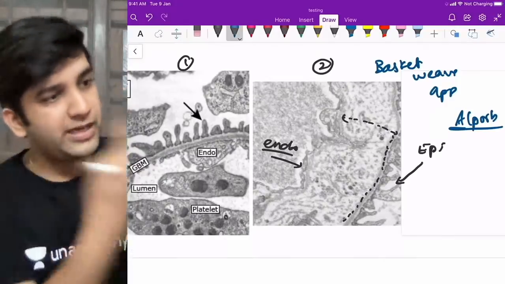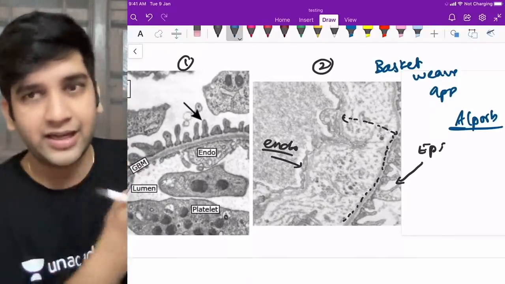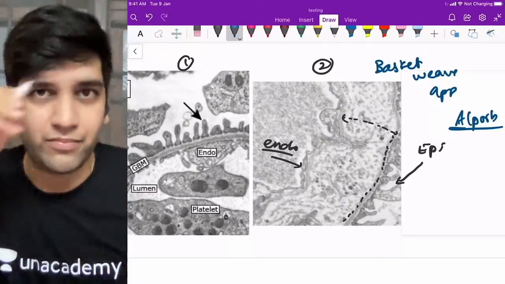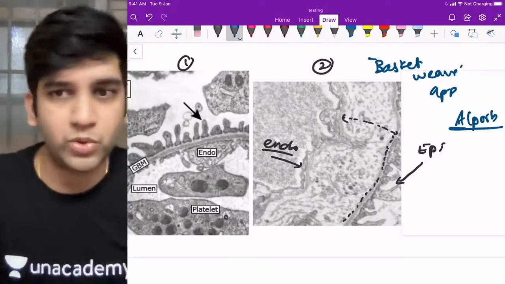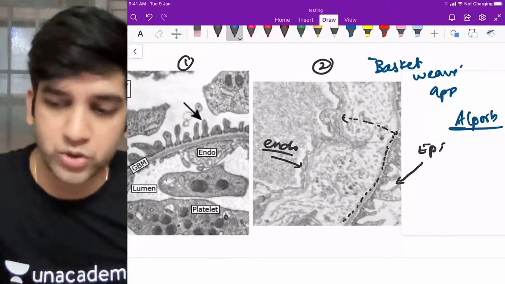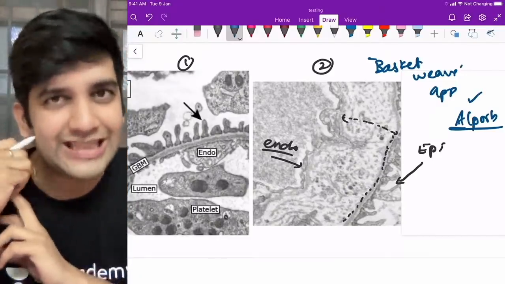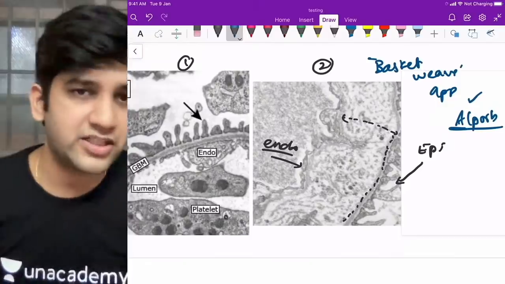When it's thin, my blood goes and hits it again and again, and it becomes full of holes. Like basket weave is nothing but holes, right? So it becomes like that. That's how it looks in Alport. Alport can be a very thin basement membrane, or it can have an appearance like this, a basket weave appearance.